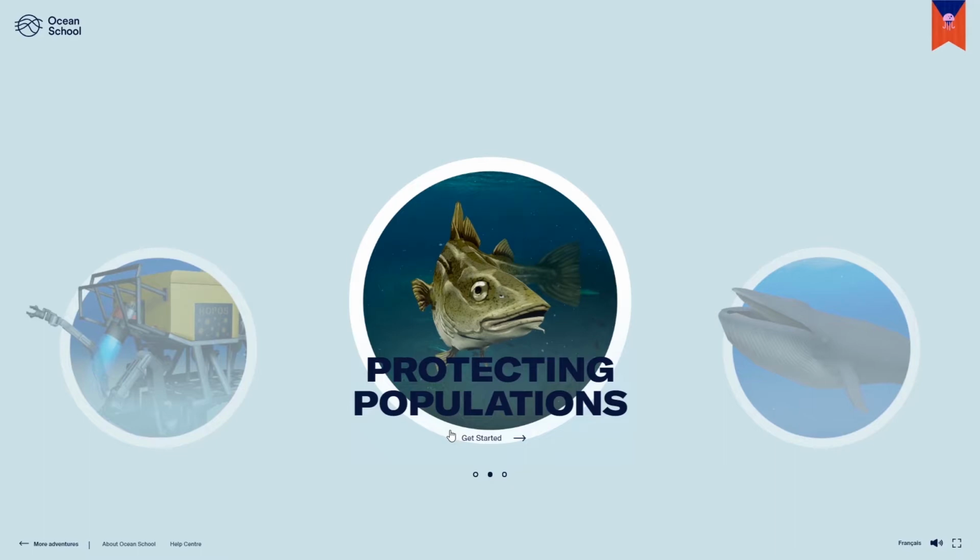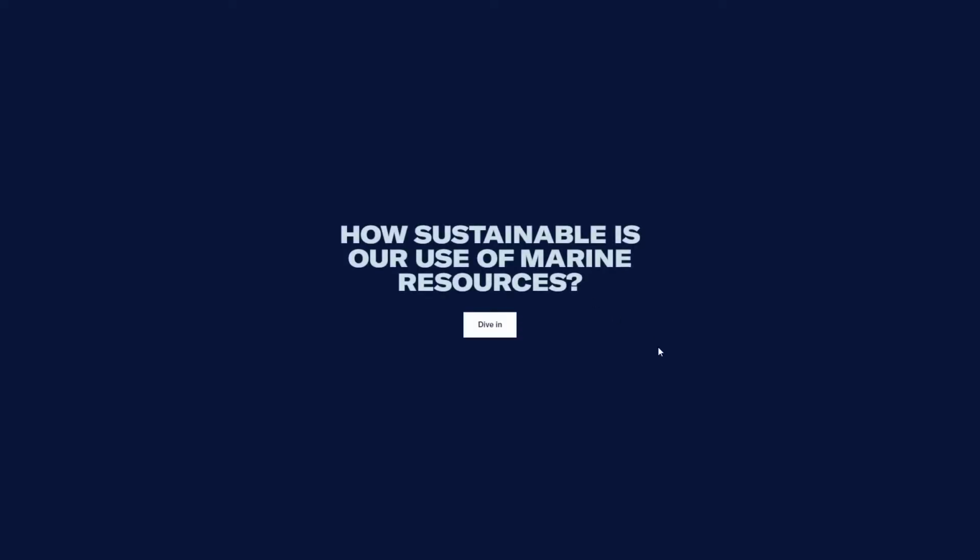Let's take a look inside the module. We're going to select Protecting Populations. The first thing you are presented with is an overarching question. This starts to frame the learning that's going to take place and gets us thinking about what we might be doing. Then there is a trailer.